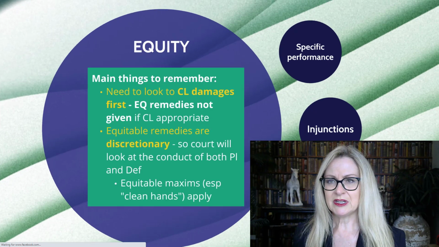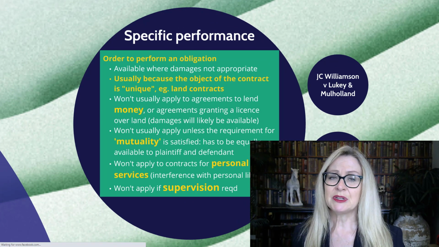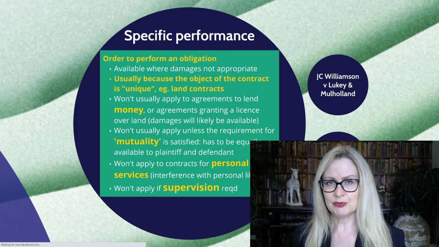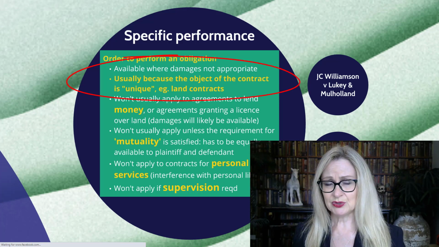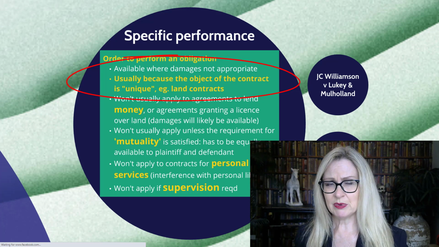The first equitable remedy, and probably most often sought, is specific performance. And specific performance is simply an order of the court to make one party perform an obligation. It's only going to be available, as I said before, where damages, common law damages in contract, are not appropriate. Generally speaking, this will be because the object of the contract is unique. That is, it's rare, it has particular sentiment for the plaintiff, and so on.